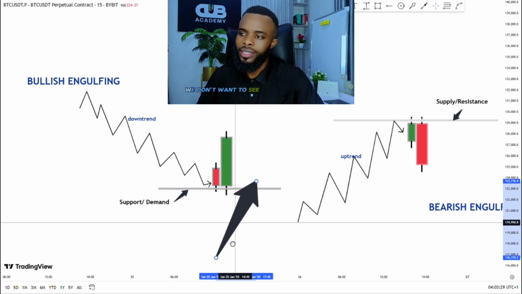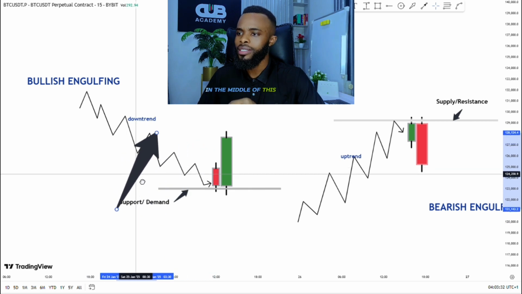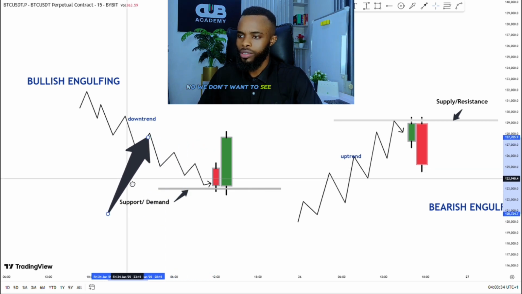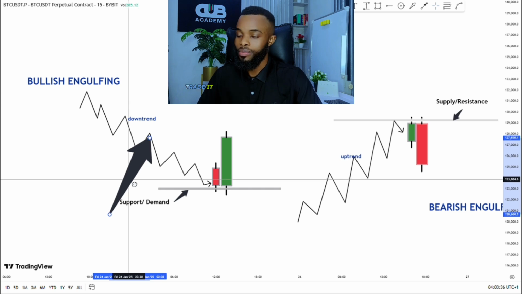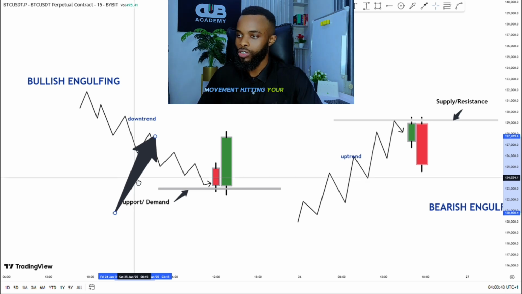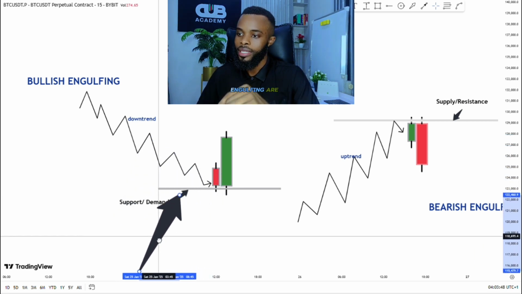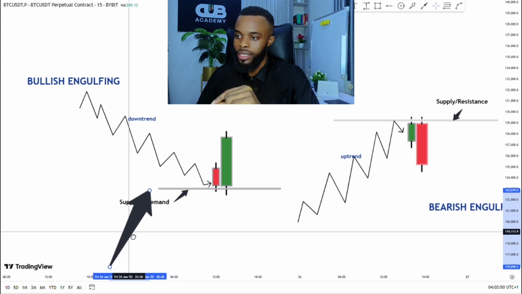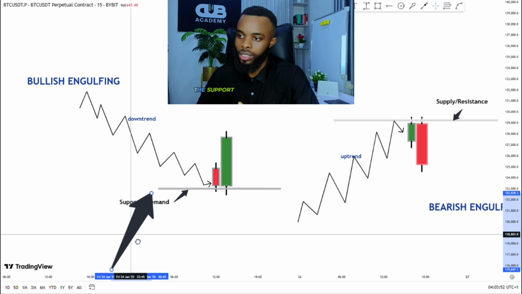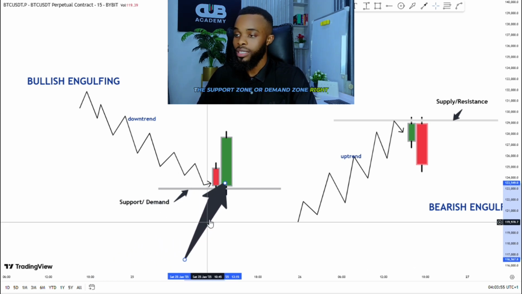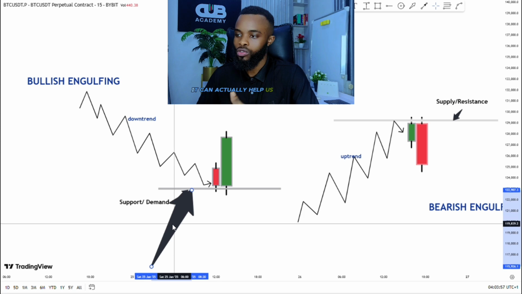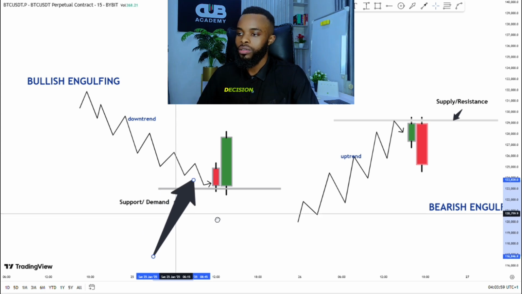We don't want to see this bullish engulfing in the middle of the downtrend. We don't want to trade it, because sometimes if you enter, the market might continue the downtrend movement, hitting your stop loss. So you don't want to do that. You want to look out for this bullish engulfing at the key zone, like the support zone or demand zone, so it can help us make a quick decision to buy.